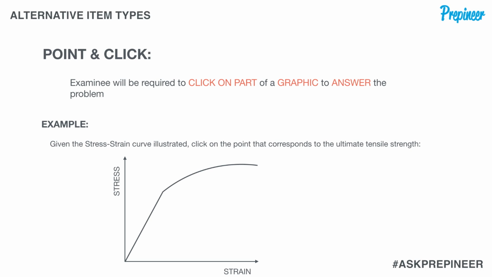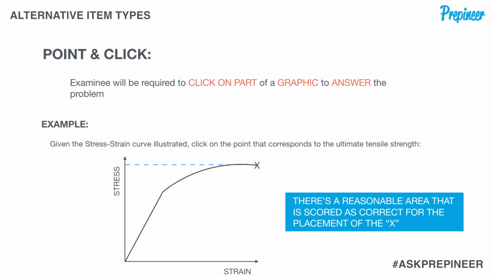Now here's another example of a point and click, and one I wanted to give you a little teaching point on. Say we're given the stress strain curve as illustrated. Click on the point that corresponds to the ultimate tensile strength. So we know that the ultimate tensile strength of this material is going to occur at the very end of the curve, where I just put in X, and that corresponds with some level of stress.